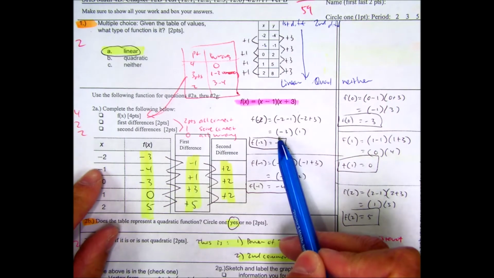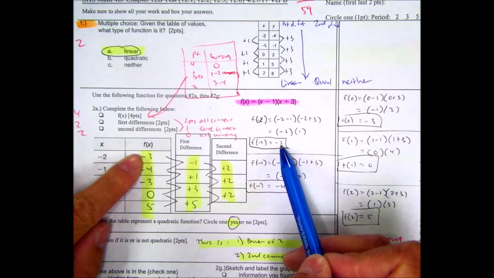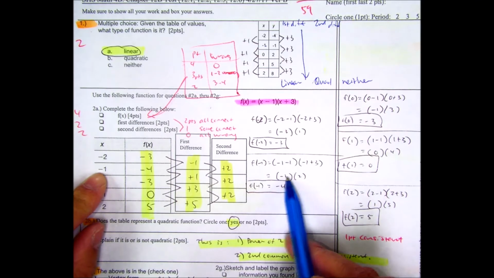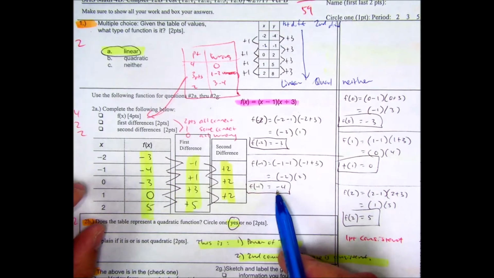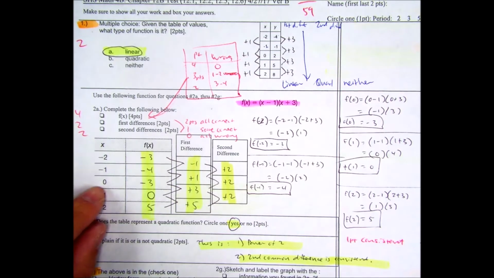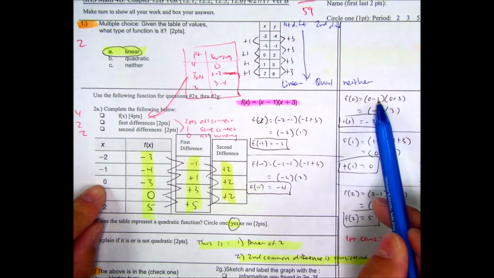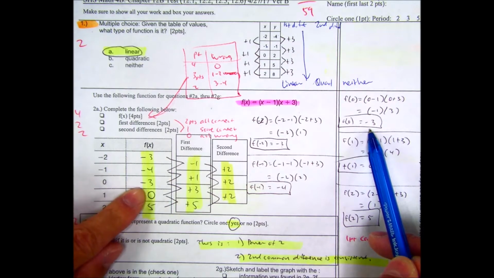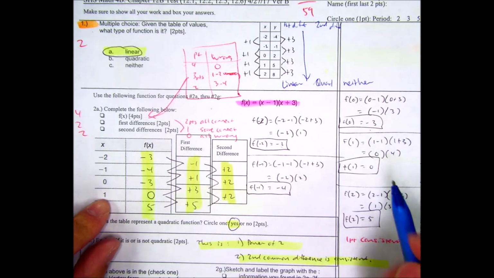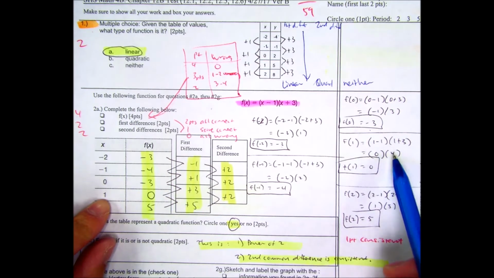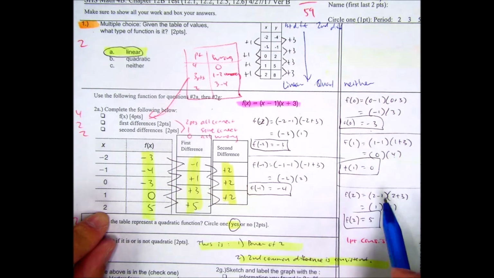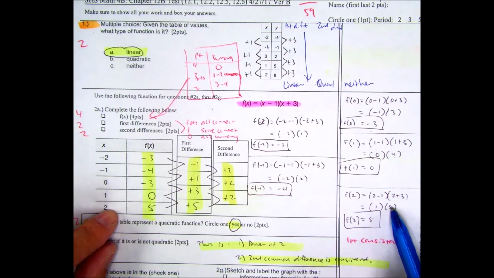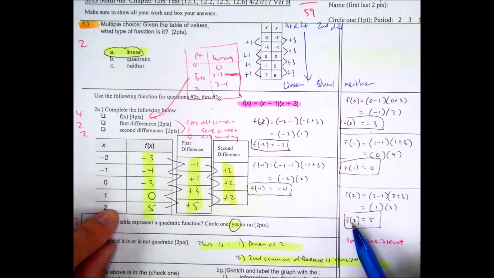-2 minus 1 is -3, and -3 times 1 gives you -3. Putting in -1 for the x's, -1 minus 1 is -2, -1 plus 3 is 2, -2 times 2 is -4. For f of 0, 0 minus 1 is -1, 0 plus 3 is 3, -1 times 3 is -3. For f of 1, 1 minus 1 is 0, 1 plus 3 is 4, 0 times 4 is 0. X is 2, so f of 2: 2 minus 1 is 1, 2 plus 3 is 5, 1 times 5 is 5, therefore 2 comma 5.